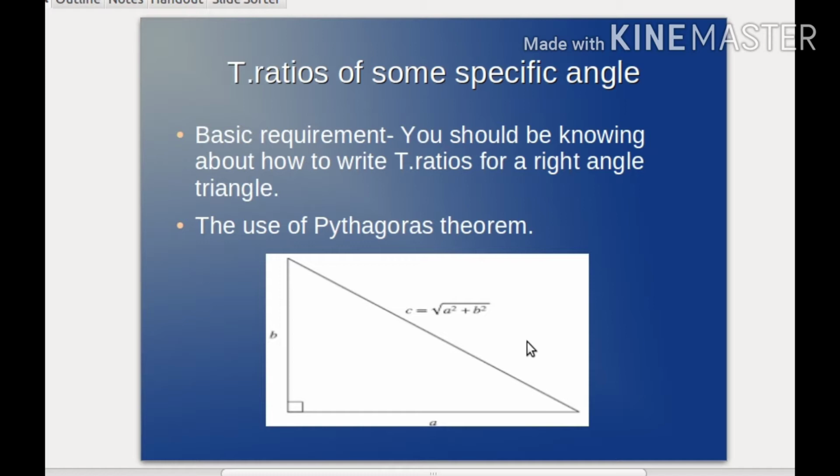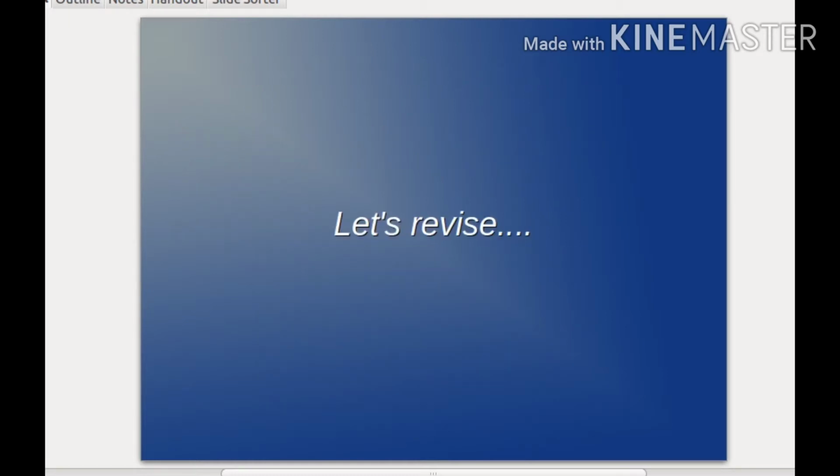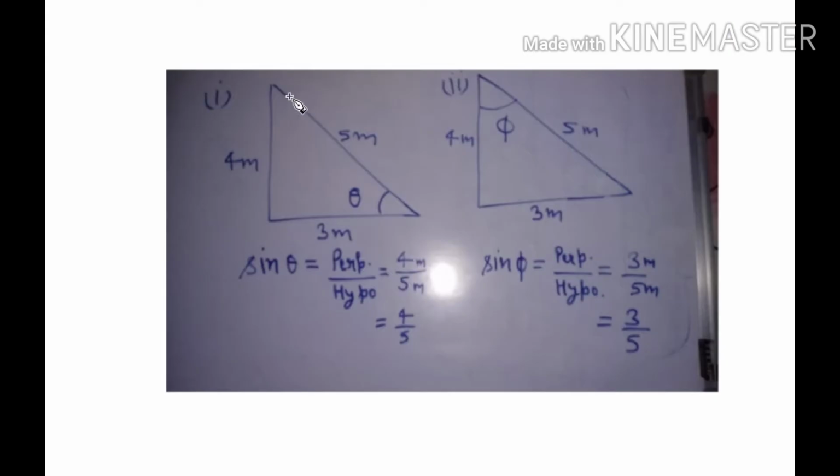So let us revise what we have learnt previously, so that this makes our problem easier and reduces the effort. Our revision will be in the form of a question. So let's see the question. You can see over here I take two questions, 1 and 2. The first question has a triangle having sides 4, 5 and 3.